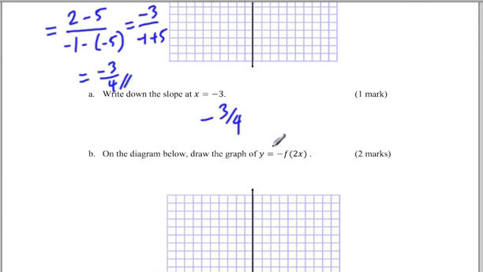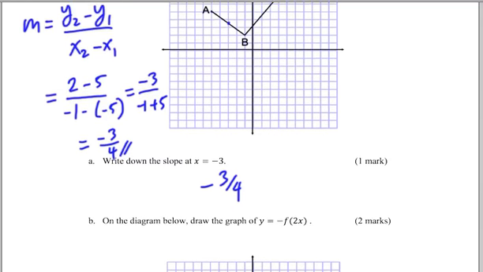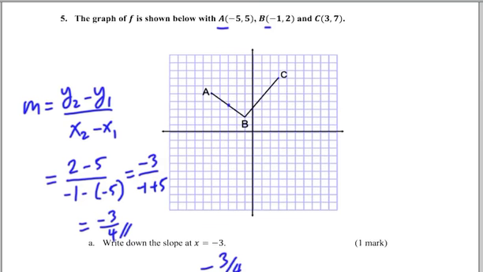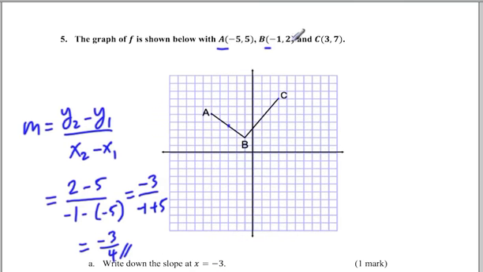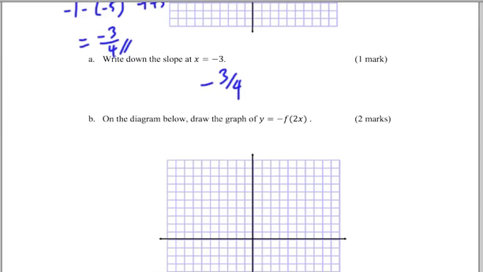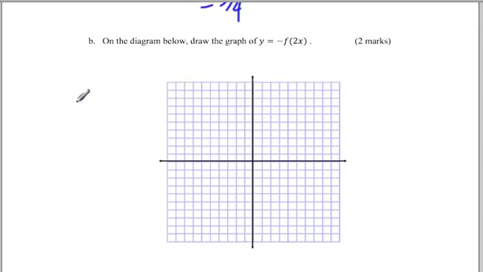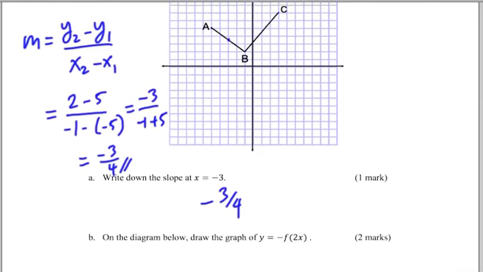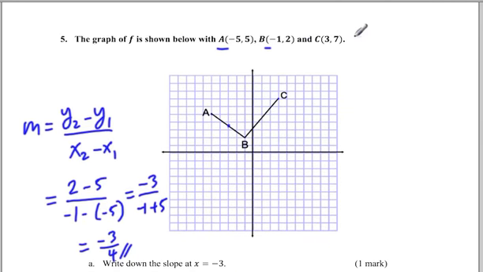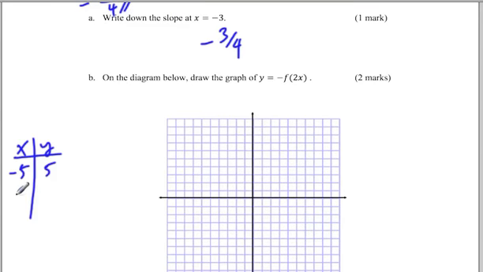On the diagram below, draw the graph of y equals f of 2x. So the first thing that we need is we have our 3 points, right? We have our A, B, C, which is -5, 5, -1, 2, and 3, 7. So let me write that down. So here's our xy plot. -5, 5, negative 1, 2, and 3, 7.